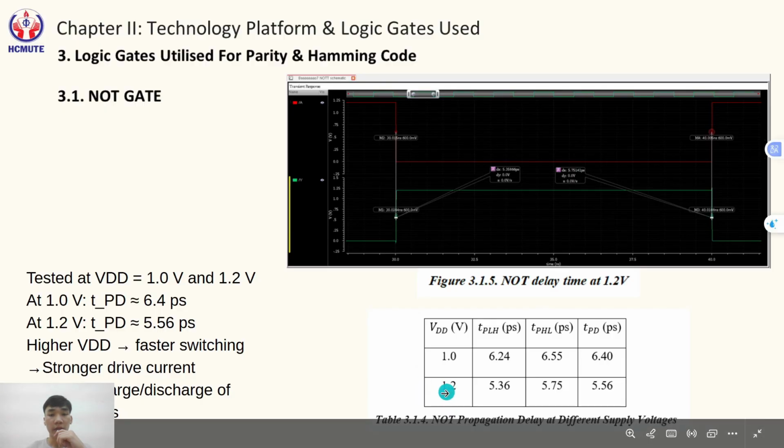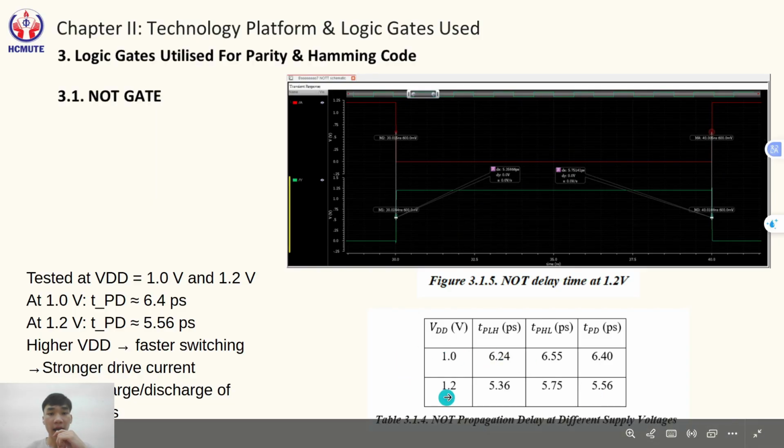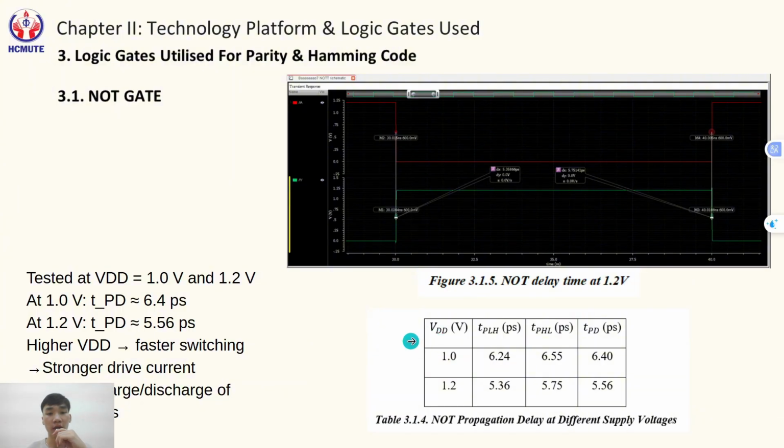And when VDD increases to 1.2 volt, the transistor drive current increases, making the charging and discharging of the capacitance faster, so the propagation delay decreases to about 5.56 picoseconds. This indicates that the higher VDD allows the circuit to switch faster, reducing the time required to charge and discharge the circuit's capacitance.